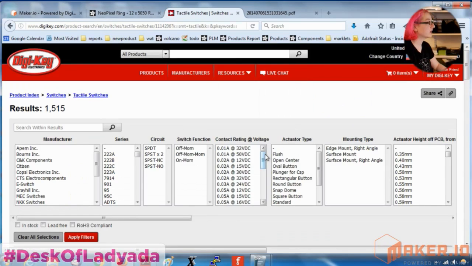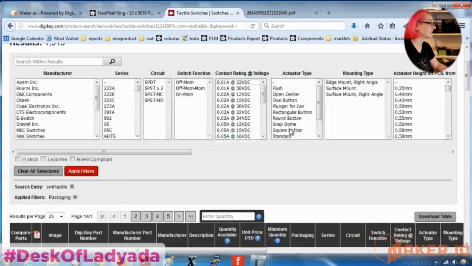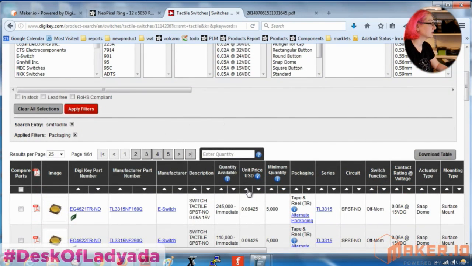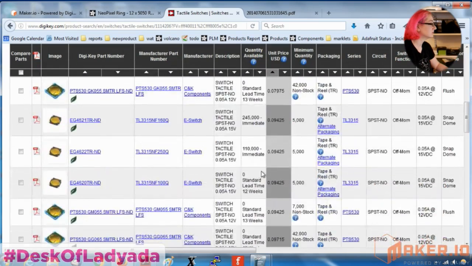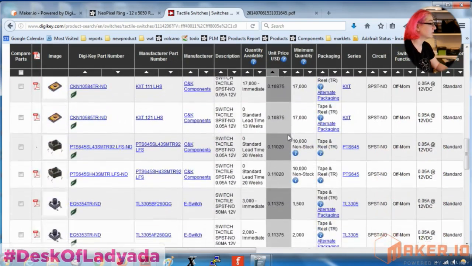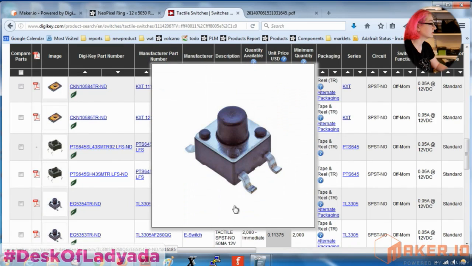I don't have to worry about contact rating and voltage. I mean, if it is switching a lot of current, you might have to care about it, but in my case, I don't. And then let's sort by price. I don't really like these so much. But this kind of thing might not be so bad.